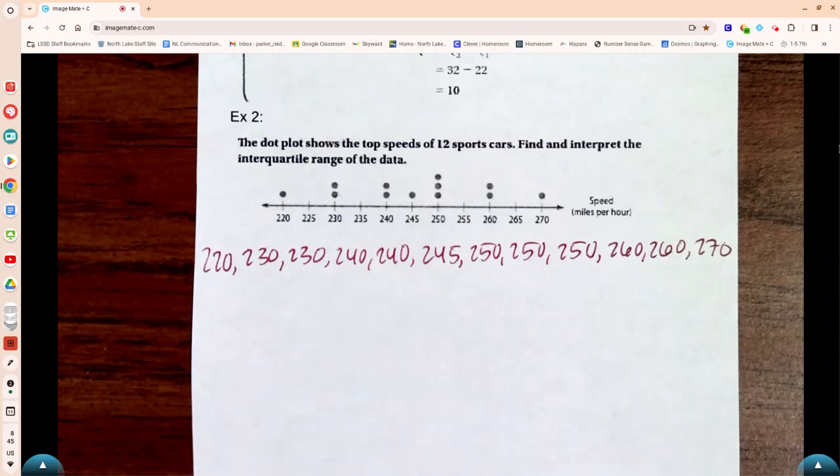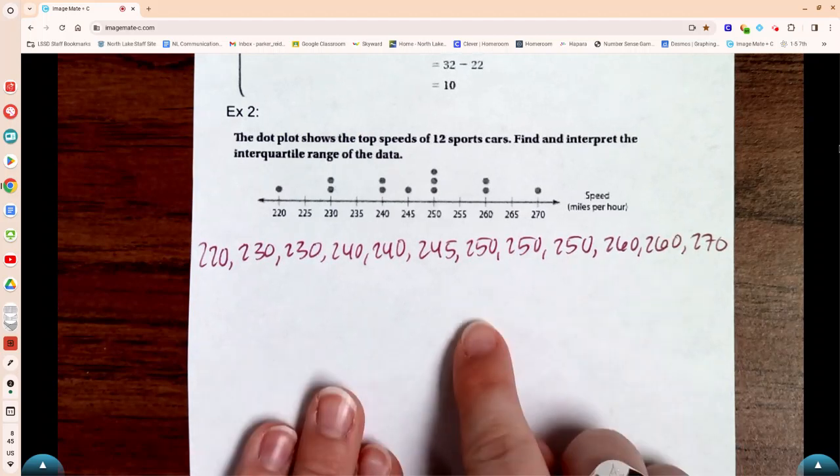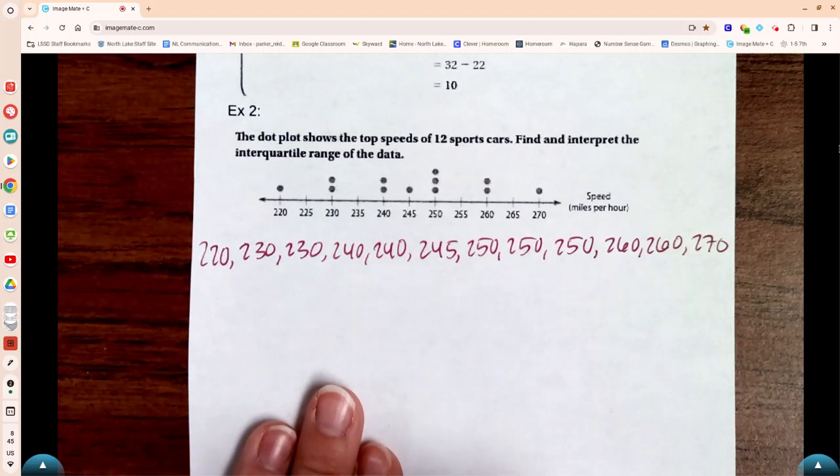First, I'm going to find the median, that halfway point of my data. Can somebody tell me, is there one middle number or are there 2 middle numbers? And what is either that one middle number or what are those 2 middle numbers? So 1 in the middle or 2? What is it or what are they? Tanisha? You think 250 is the one in the middle? Which 250 are you talking about?